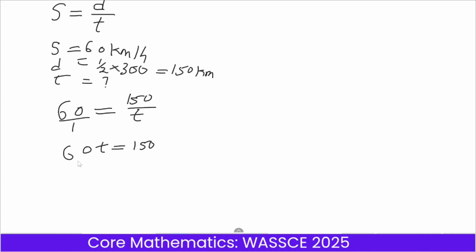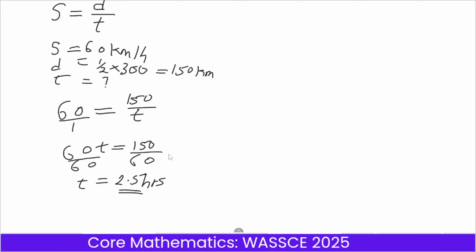So in this case, we need to get our t. We easily divide both sides by 60. Now we have t equal to 150 over 60, which will give you 2.5 hours. Your unit is hours. So that is our time for the initial journey. It means that the shuttle moving from the first point through to the middle of the journey at a speed of 60 kilometers per hour uses 2.5 hours.